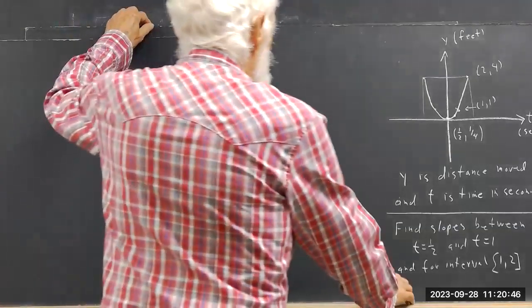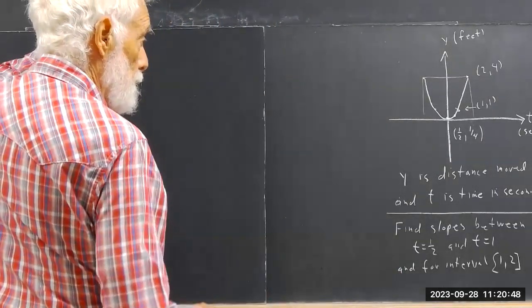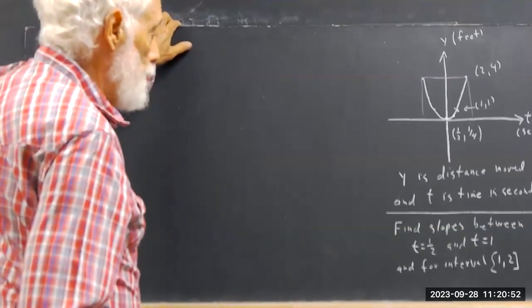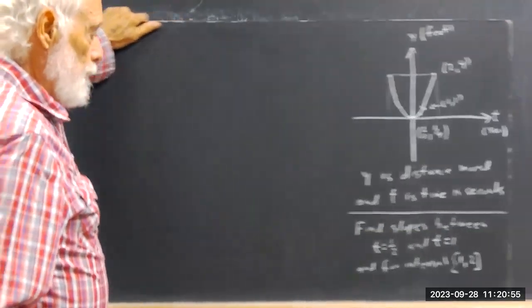Okay. So we have this problem. We want to find the slope, a couple of slopes. And that corresponds to a couple of rates of change.